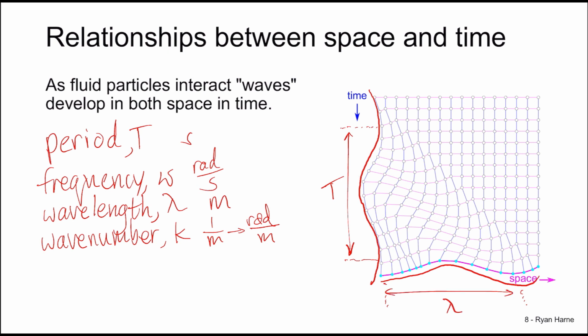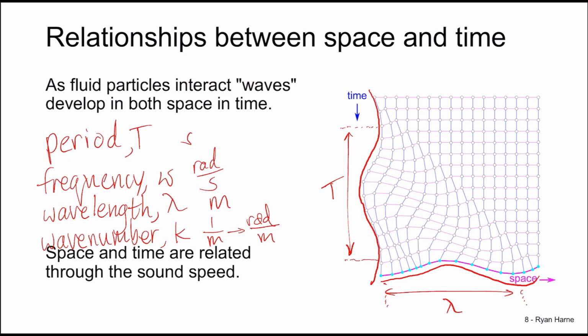So what's the relationship between period and wavelength? This is communicated through the sound speed. By rearranging our equation for the wave number, k is omega on c, we find that c is omega on k. So the sound speed is that proportionality between space and time in acoustics.